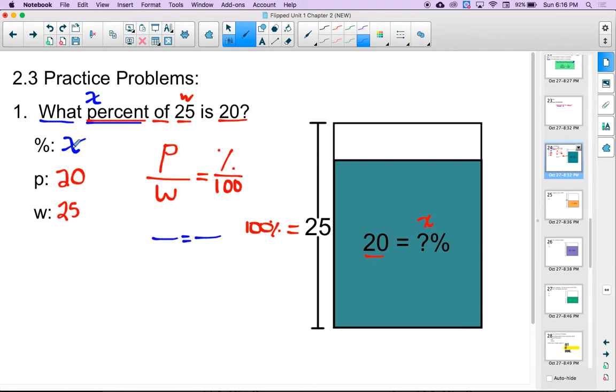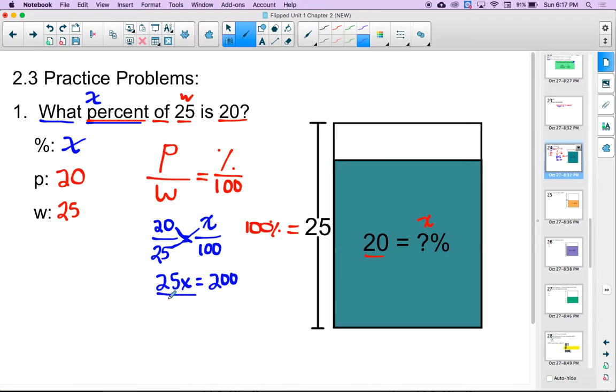So x is our percent, the part is 20, the whole is 25, and this guy right down here is always going to be a 100. Always, always. To solve for our missing variable in that proportion, we can cross multiply. First, we get 25 times x, which is 25x. 20 times 100 is 2,000.